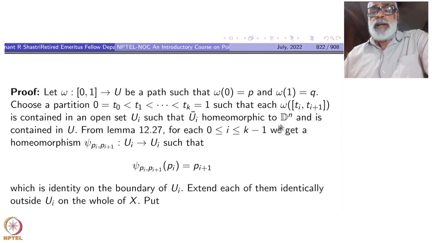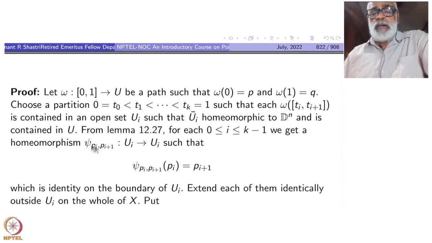And use compactness, and there will be finitely many of them, just like you can make it into a partition like this, such that each segment is contained in one of them. These Ui bars are homeomorphic to D^n, and all of them are happening inside this open subset. You are not going outside the connected open subset U here. From the previous lemma, for each 0 ≤ i ≤ k-1, we get a homeomorphism psi_{pi, pi+1} from Ui to Ui, because these Ui's are homeomorphic to D^n.